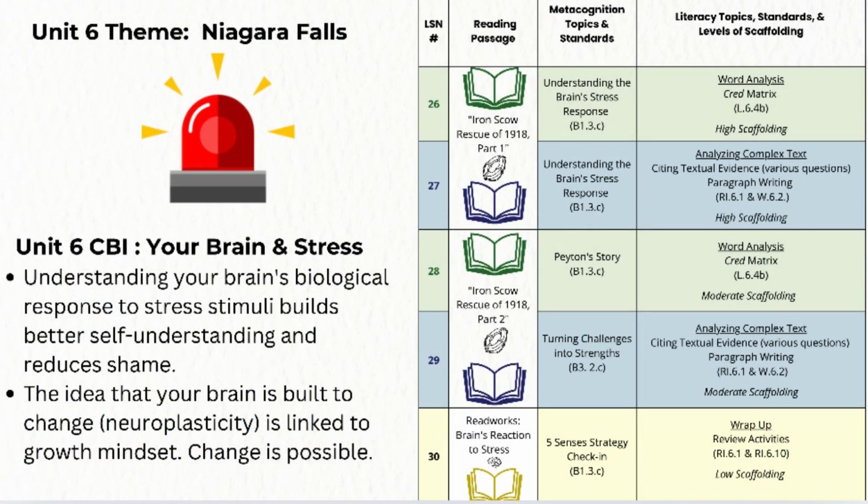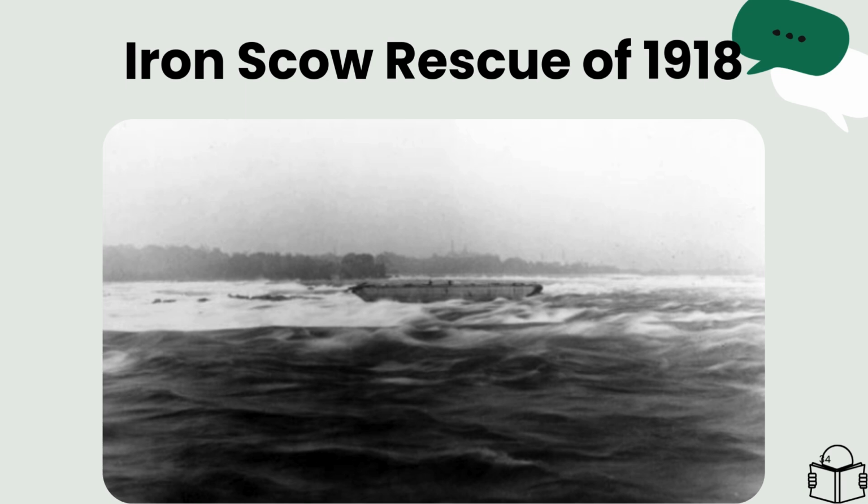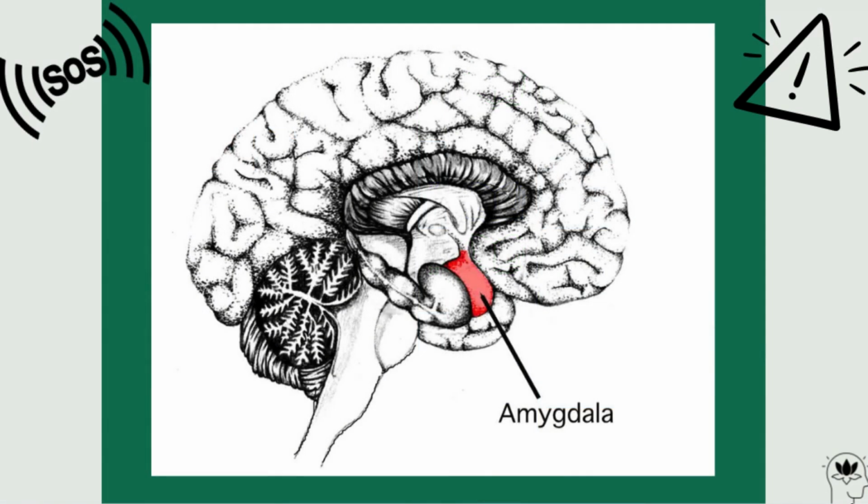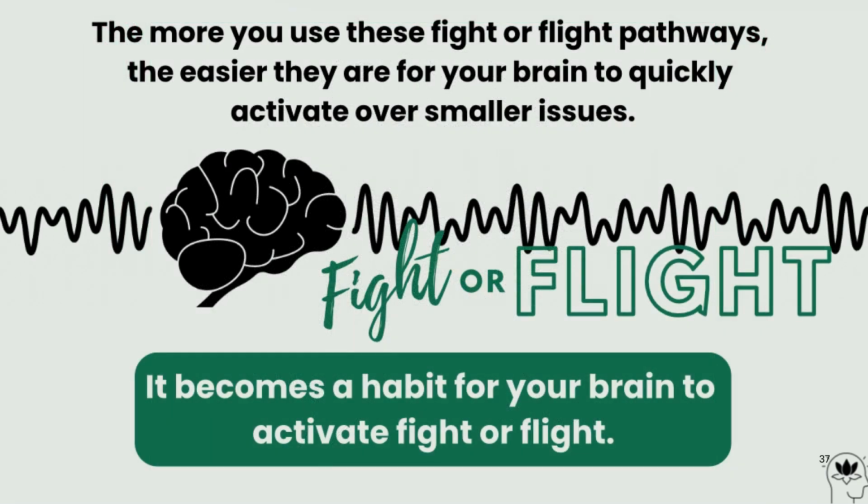Unit 6 includes a two-part historical rescue story at the brink of Niagara Falls. This harrowing tale is intertwined with learning about toxic stress and brain science. Understanding their own brain's stress responses can help with self-awareness and reducing shame. Here are some slides and materials from these units.